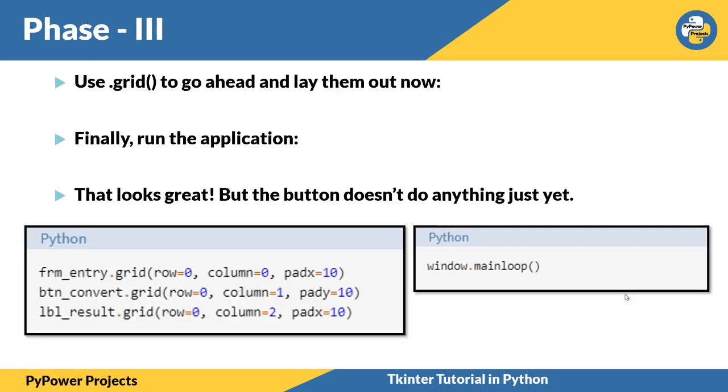Phase 3. Now use the .grid function to lay them out. Finally we'll run the application. That looks great, but it won't be doing anything. See, I have just placed row 0, column 0, 1, 0, 2 where we'll display the result. But up till now we have not written any logic.